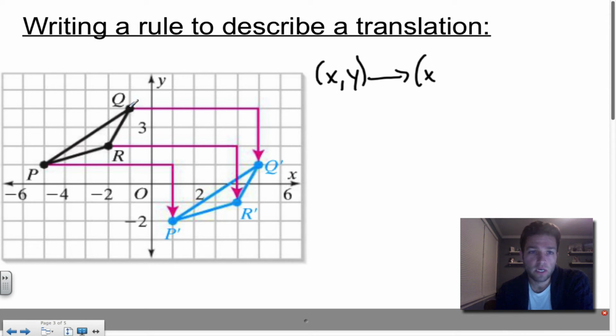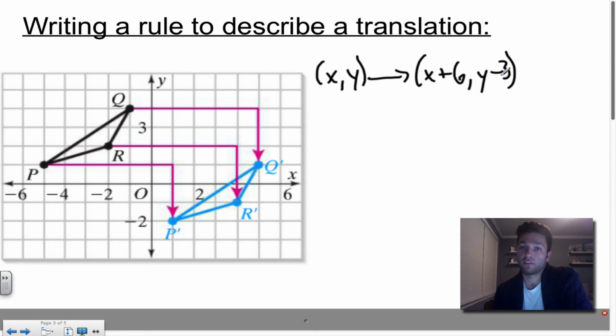And in this example, we moved each point to the right 1, 2, 3, 4, 5, 6. All right, you can count for all of them if you want. We went to the right 6 units, and then y tells us, did we go up or did we go down? And in this example, you can see we went down 1, 2, 3. Each of the points went down 3 units.